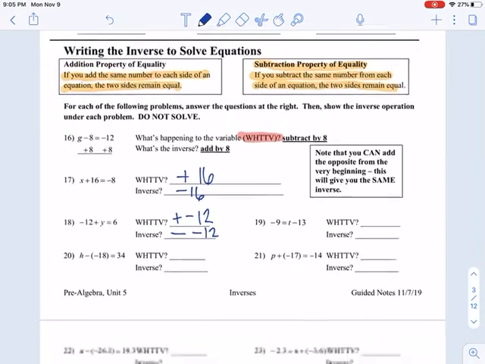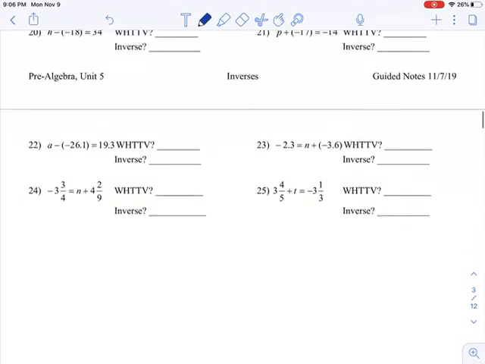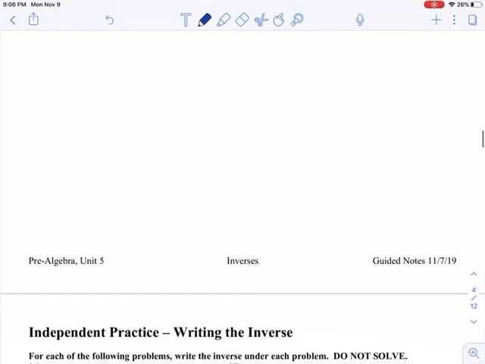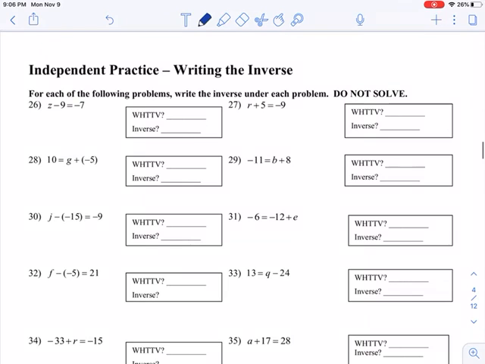Okay, so you can try those for some extra practice as well. And there's an independent practice there too if you want to.